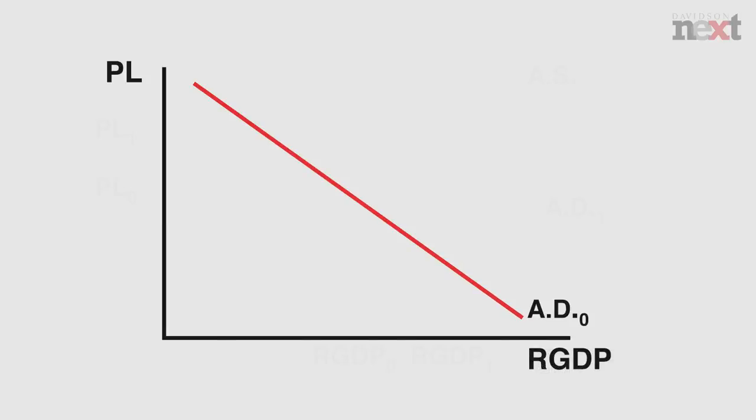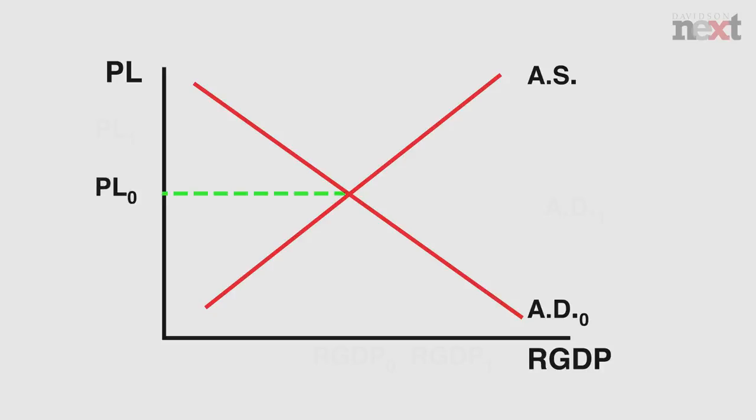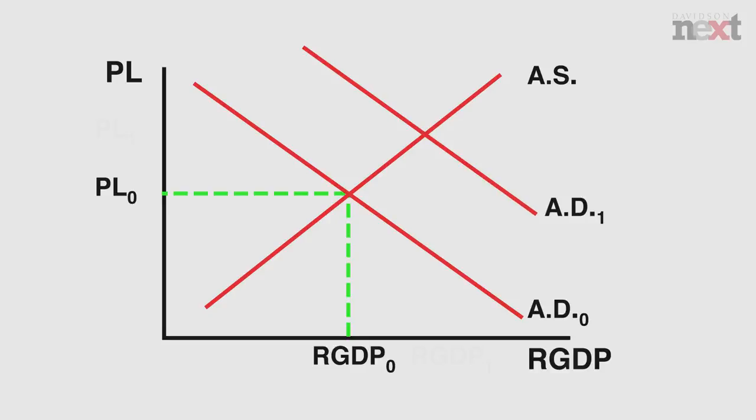So we have our downward sloping aggregate demand curve labeled AD0, and our upward sloping aggregate supply curve. And we are starting with the economy initially in a short-run macroeconomic equilibrium. So we're at the price level PL0 and the output level represented by real GDP, real GDP subscript 0. And now there's an increase in aggregate demand. An increase in aggregate demand, of course, is represented by a rightward shift in the aggregate demand curve from AD0 to AD1. What caused that increase in aggregate demand?